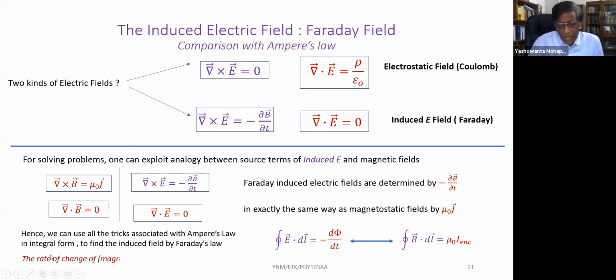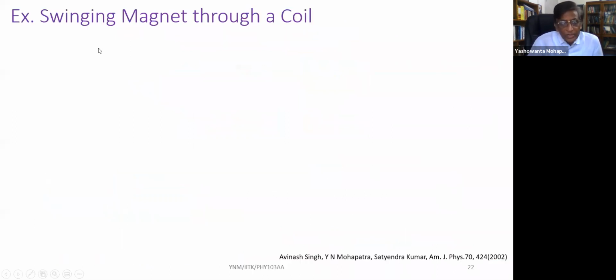So the rate of change of magnetic flux plays the same role as mu naught I_enc, the enclosed current, in Ampere's law. All right, so let's take a quick example: a swinging magnet through a coil.